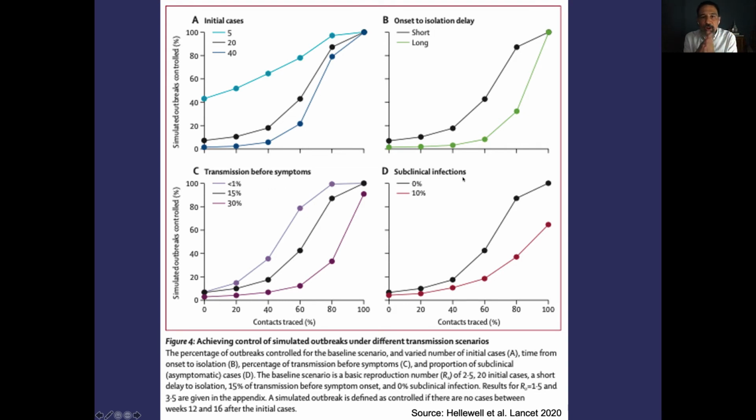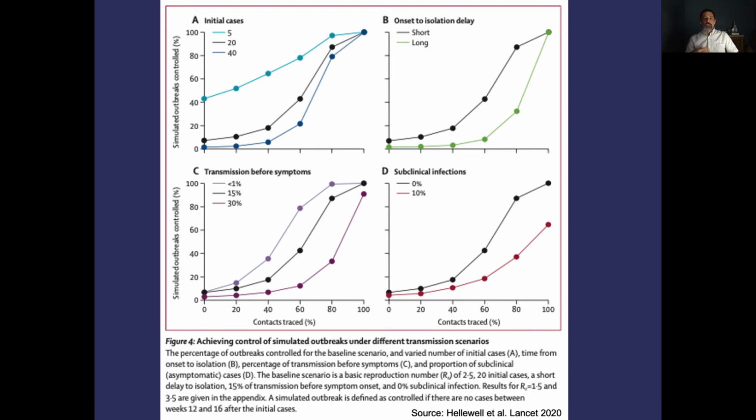So the authors concluded in most scenarios, highly effective contact tracing and case isolation, meaning they're doing it quickly and they're tracing all the contacts, is enough to control a new outbreak of COVID-19 within 3 months. And the probability of control decreases with long delays from symptom onset to isolation, with fewer cases ascertained by contact tracing, and with increasing proportion of transmission before symptoms.